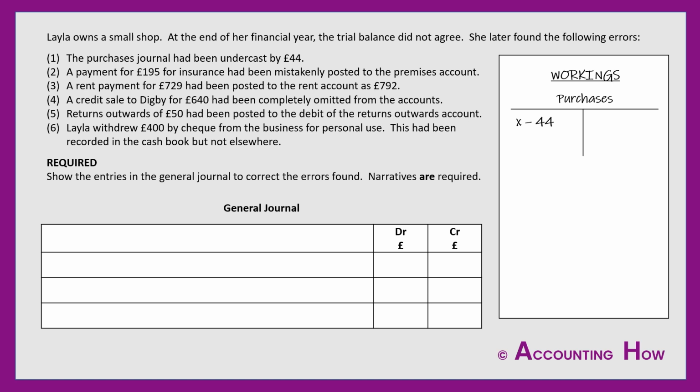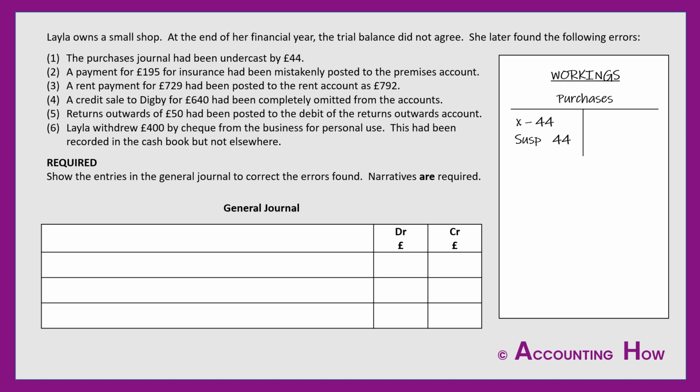So in order to increase the amount in purchases, in order to increase this expense account, I need to record it on the debit because that's the DEAD CLIC rule. So to increase an expense account on the debit, there it is, the £44. Now this is the only account involved in the error. So this must be a non-CROPOC error, and this will have caused or contributed towards Layla having a suspense account.